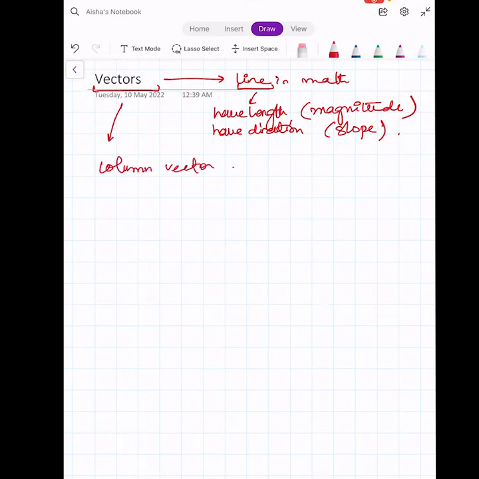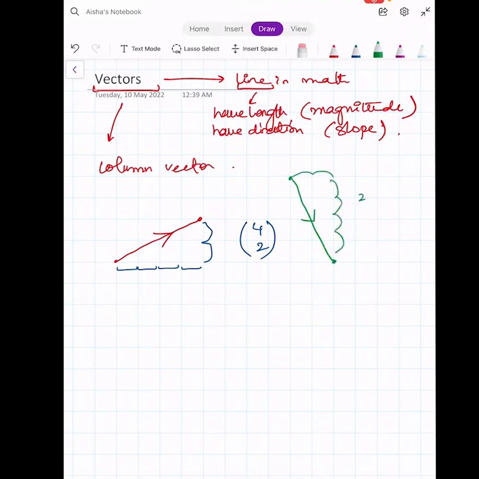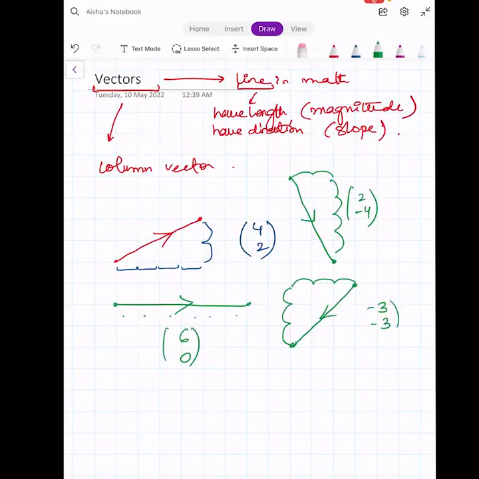Column vector kya cheez hoti hai? So let's take this as a grid. So if you look at this, it has moved 1, 2, 3, 4 units to the right and 2 units up. Let's take another vector. 2 units to the right, 1, 2, 3, 4 units down. Let's take another vector. 1, 2, 3, 4, 5, 6 units to the right, and this 1, 2, 3 units to the left, and 3 units down. Now comes the concept of, this is called the column vector concept.